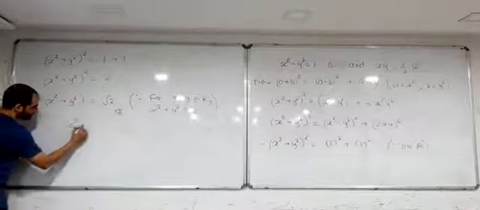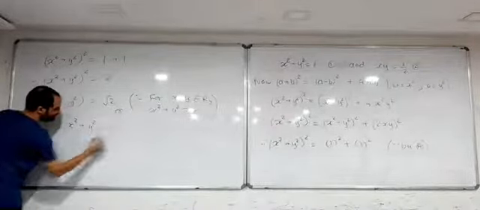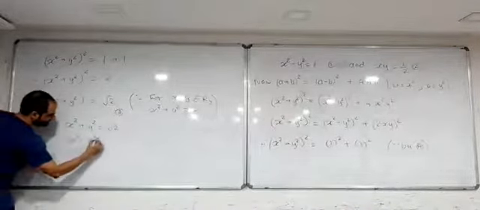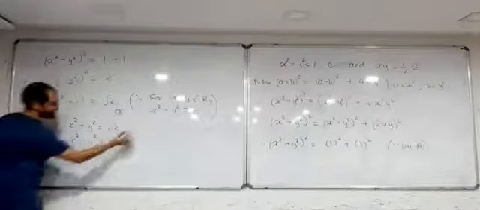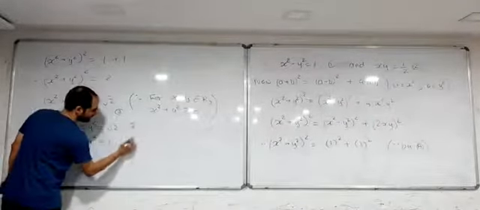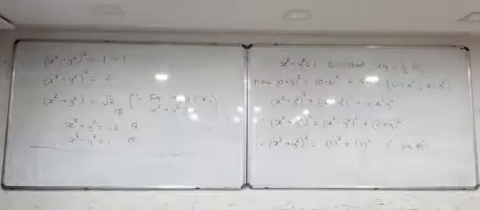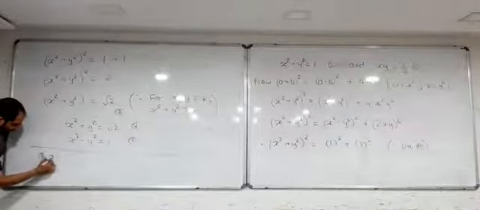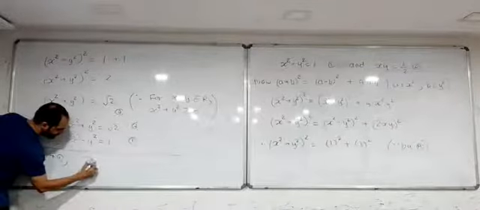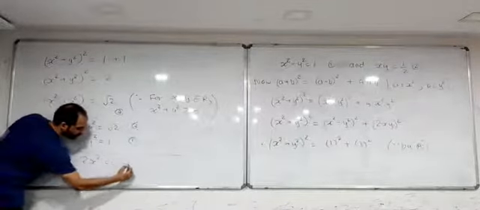x square plus y square is root 2, x square minus y square is 1. Yes, this is result number 3, and this is result number 1. We need to find x square and y square, so add: 3 and 1 added give x square plus x square, 2x square is equal to root 2 plus 1.